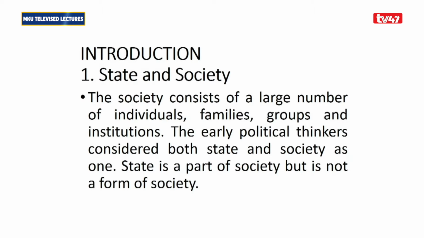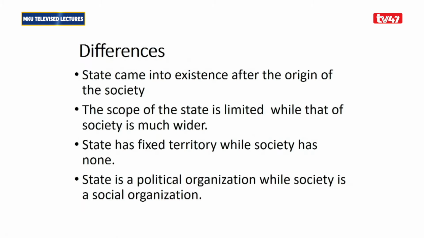A society consists of different families and also a large number of individuals, the groups that are there in a state, and also the institutions that are there. And therefore, we cannot say that state and society are the same. Now to proceed, we'll look at the differences. As we have said, state is part of the society, and there are some differences that we can use to demarcate them.